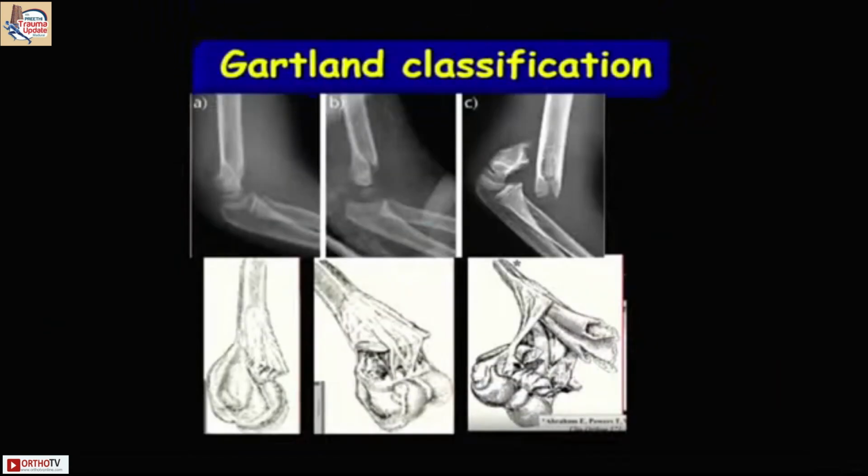Everyone knows the Gartland classification. First is incomplete fracture and type 3 is complete fracture. In type 2, the posterior cortex is intact. This is what Gartland originally described, and as you can see, the posterior periosteum is only intact in type 3, whereas the anterior periosteum is completely torn.